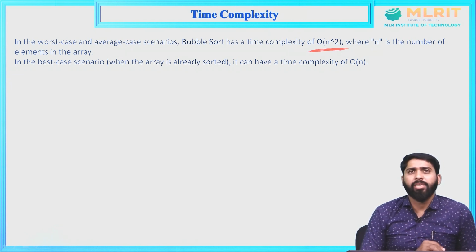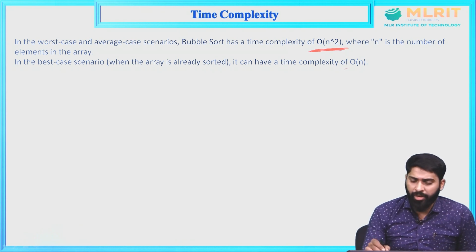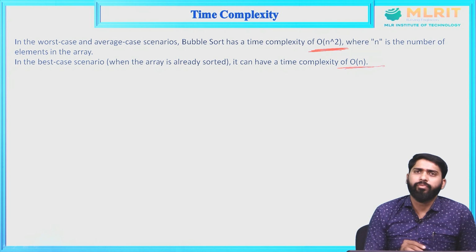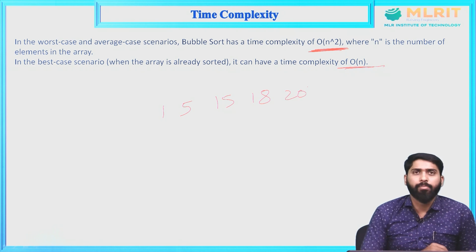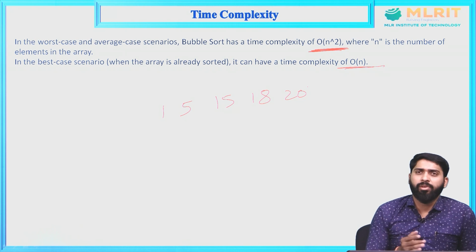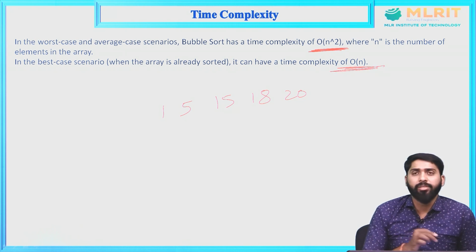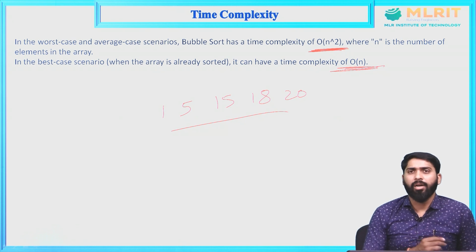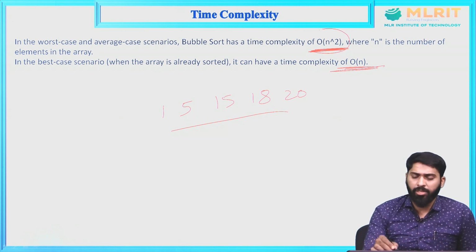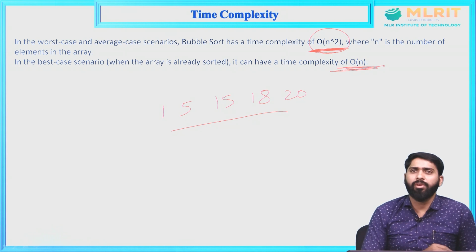In the best case scenario, the time complexity is big O of n. The best case is nothing but if we give the elements in sorted order. For example, if I give 1, 5, 15, 18, 20 as an input, then there is no need of swapping. So the time complexity will reduce to big O of n in this case. So this is the best case. In the average case and the worst case, the time complexity is big O of n square. That is a disadvantage of bubble sort.